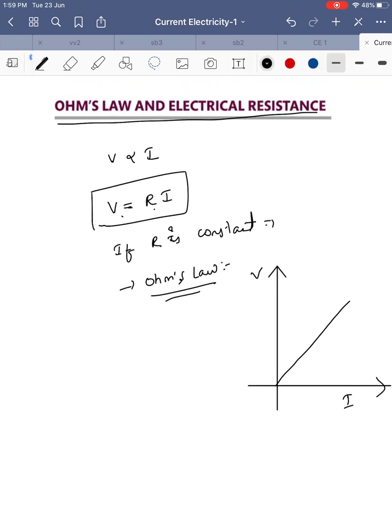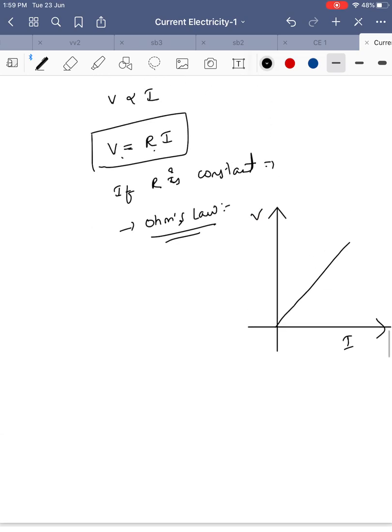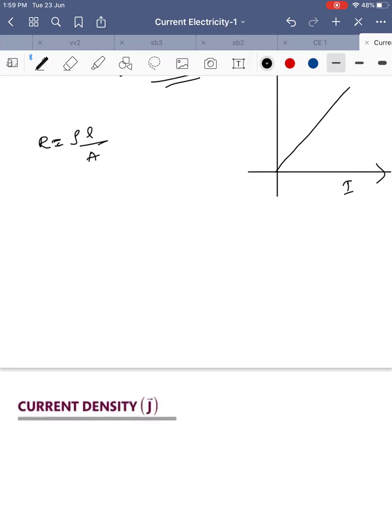So then we have R. What is R? R is equal to rho L upon A. We shall discuss this in the next few minutes. Before that we need to discuss current density. Current density is a vector. It is denoted as current per area, where A bar is the area vector.